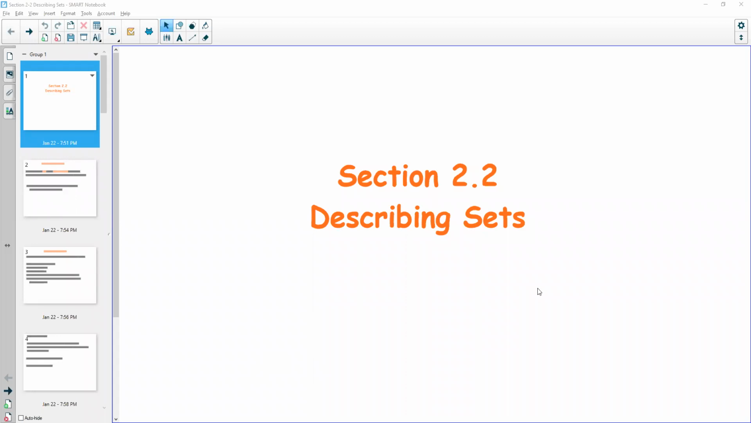Hey everybody, these are the notes for section 2.2. In this module, we're doing 2.2 and 2.3. So 2.2 is all about describing sets.